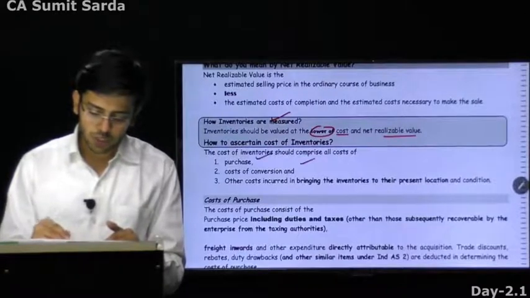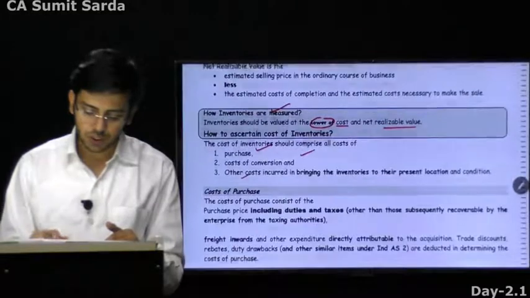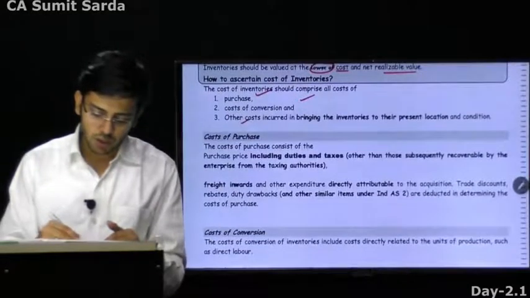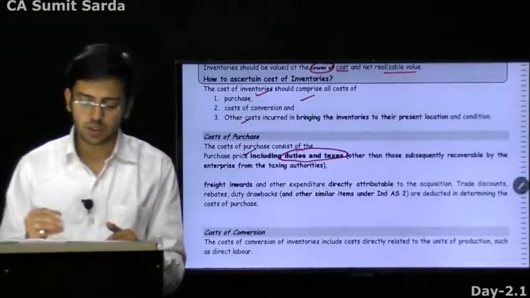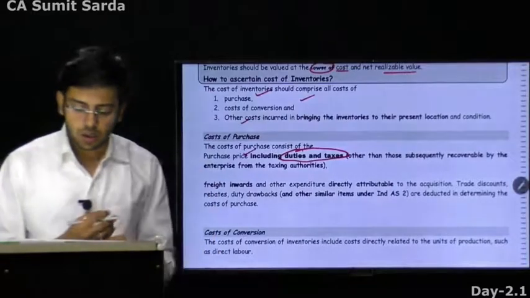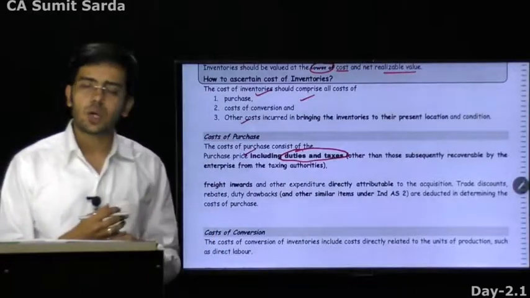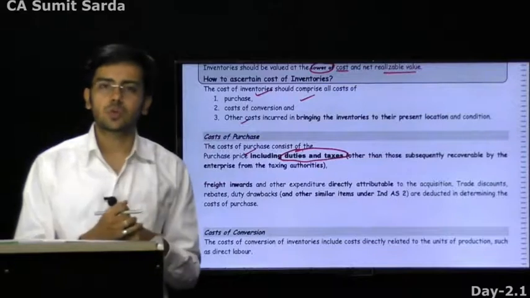Cost includes purchase price, conversion cost and other costs for bringing it to the present location. Cost of purchase includes purchase price including duties and taxes. This is the part we haven't discussed. Suppose the duties and taxes are recoverable. Now we have GST. GST is included in the cost of the inventory.